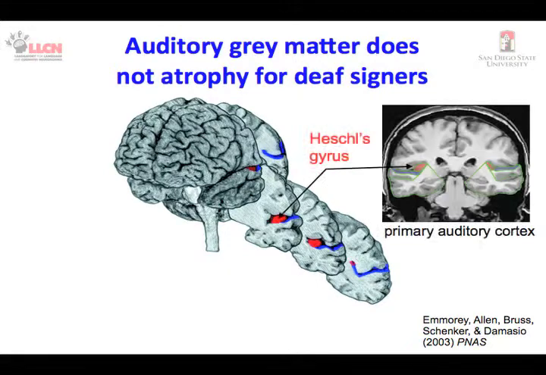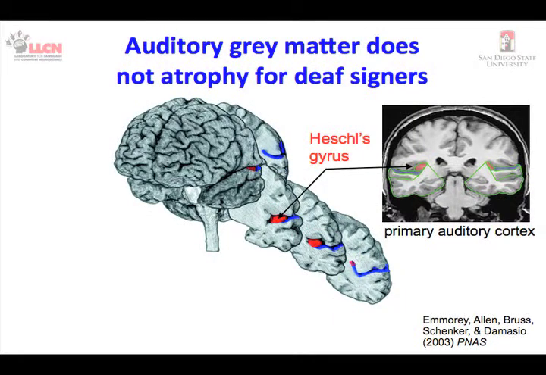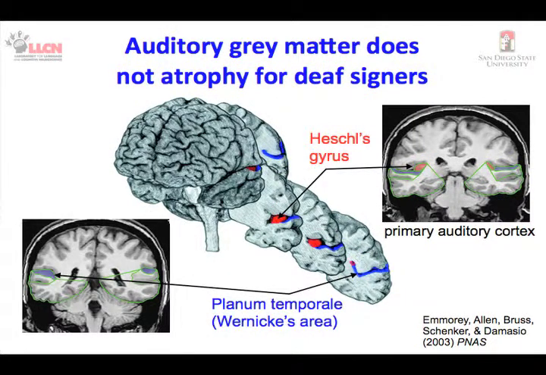One is Heschl's gyrus. This is primary auditory cortex, the first place in the brain that sound reaches to be processed. The size of Heschl's gyrus was not different. It wasn't smaller for deaf individuals. It was the same size for deaf and hearing individuals. And when we looked at what's called the planum temporale, which sometimes is considered to be overlapping with Wernicke's area, we also didn't find any difference in its size for deaf compared to hearing people.